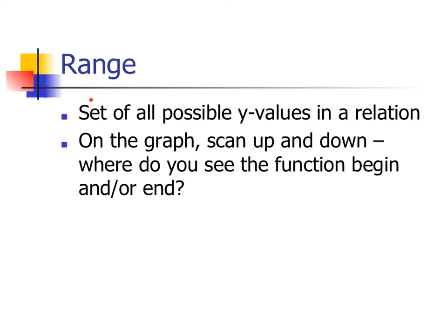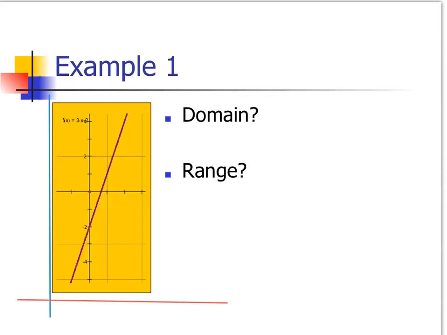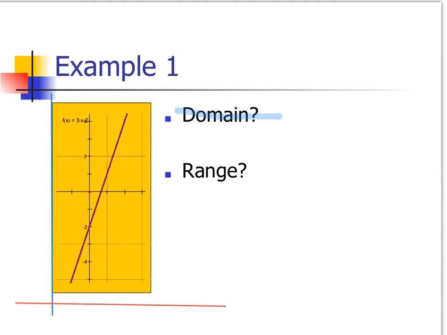Range will be the set of all possible y values in a relation, and on the graph we will scan up and down to see where the function begins and ends. I'm going to use the blue line to look at domain. So I'm going to drag my blue line across the screen, and if we assume that the line in the graph is going in both directions forever, then we basically can have any x value.